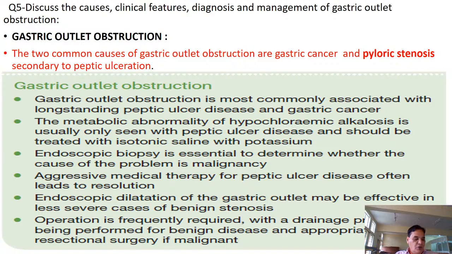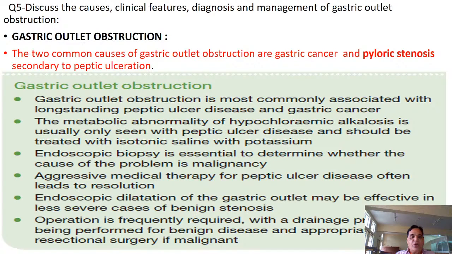The next question is also very commonly asked. This is the causes, clinical features, diagnosis and management of gastric outlet obstruction. From general surgery, we are going to systemic surgery. Okay, but this is revision. We have to have everything.